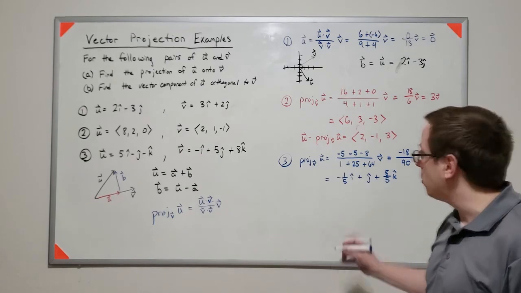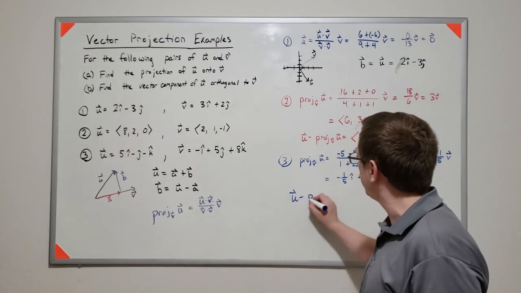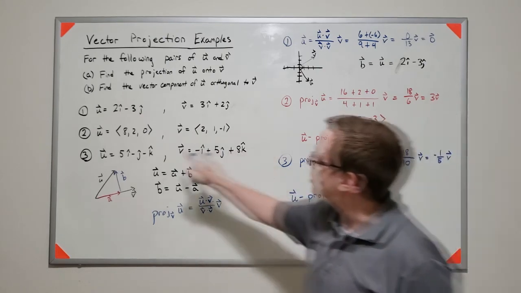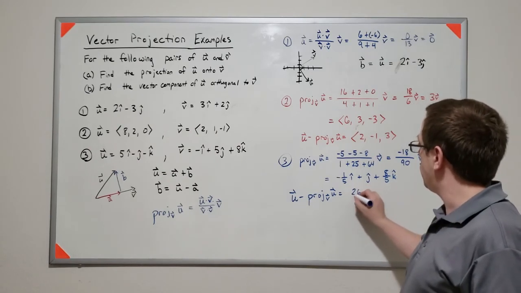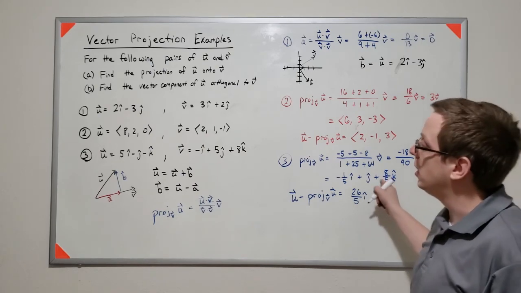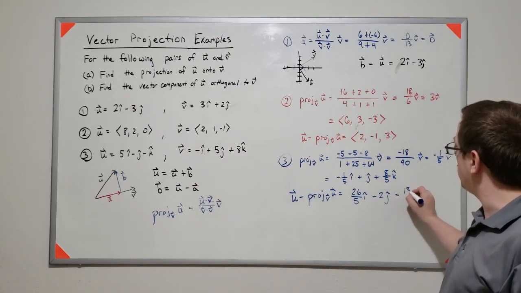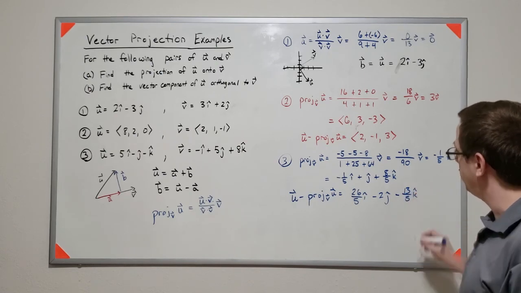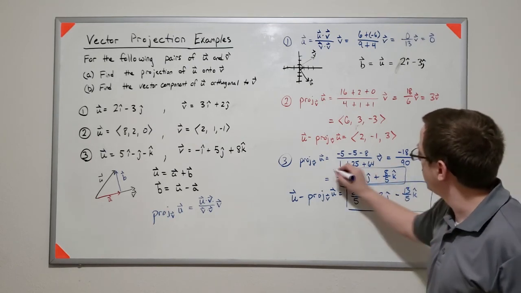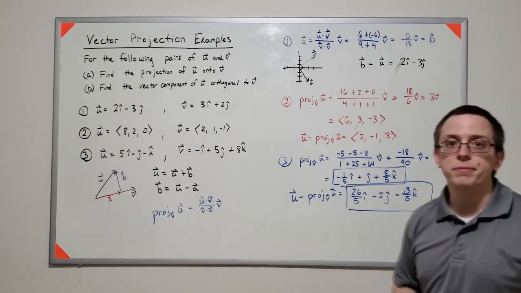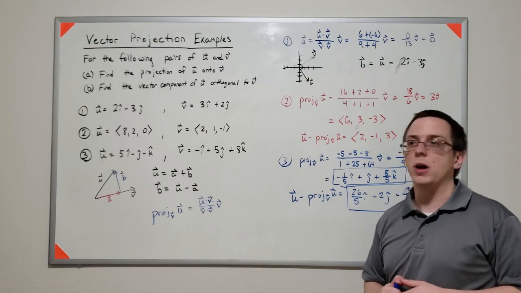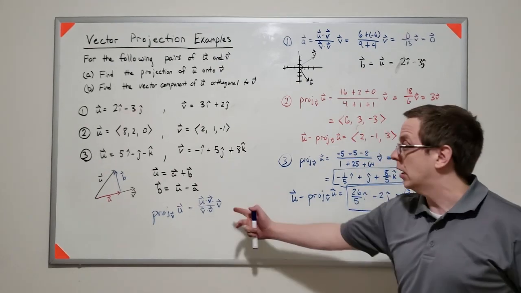And so to get that orthogonal component, I subtract that from u. So subtracting this from u will get me 26/5 i minus 2j minus 13/5 k. And those are your answers. It's going to take some practice to get projections right. It's mostly just a lot of algebra and a little bit of memorizing the formula, which I clearly didn't do.